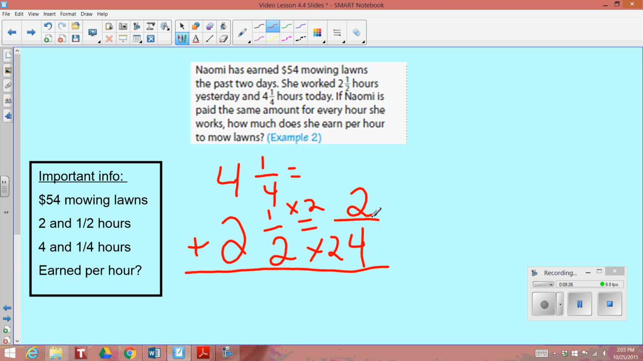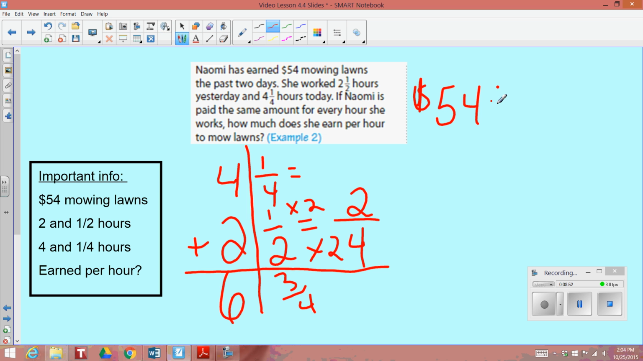I could leave 1/4 there, and I could add 1/4 plus 2/4 and get 3/4. And then 4 hours plus 2 hours is 6 hours. So Naomi worked 6 3/4 hours across these 2 days, and she made a total of $54. So how do I set up this question? Well, I'm taking that $54 and I'm dividing it by the 6 3/4 hours I worked.